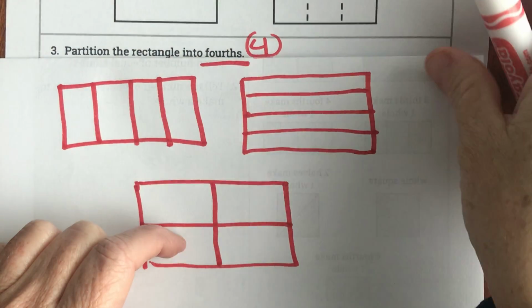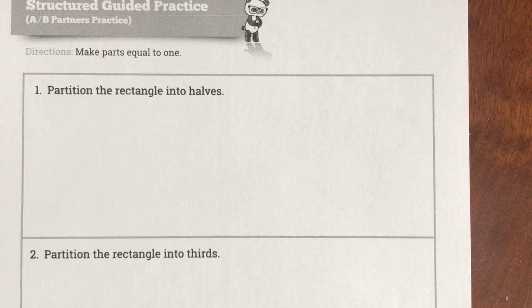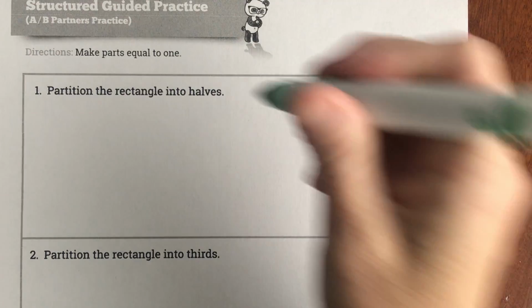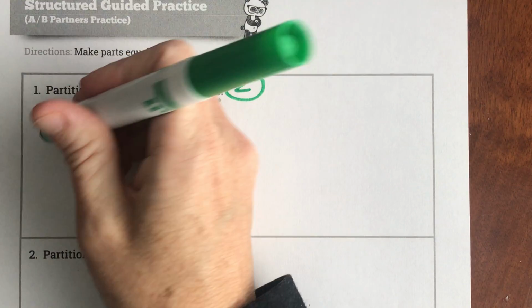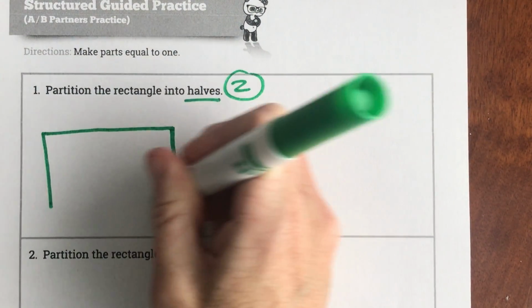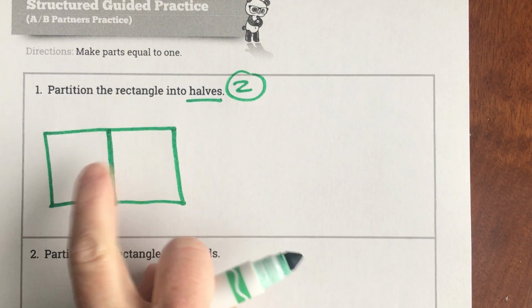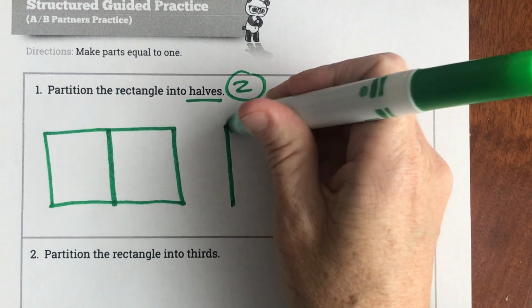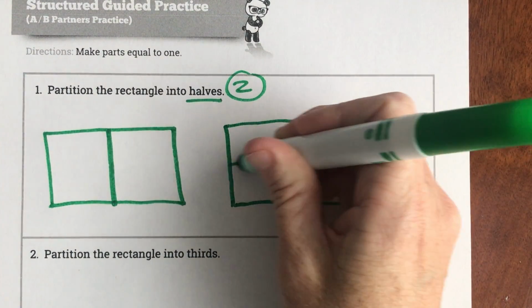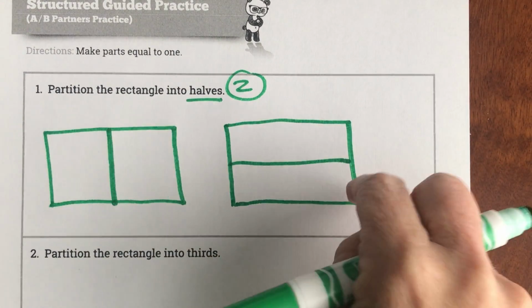Please open your books to page 44. And you should be able to find this page, 44 again. Okay, our first one says we're going to partition a rectangle into halves. Remember, halves means 2. So we could first draw a rectangle, and we could use a vertical line to cut it into 2 parts. Or we could have used a horizontal line to cut it into 2 equal parts. So either of those would be correct.